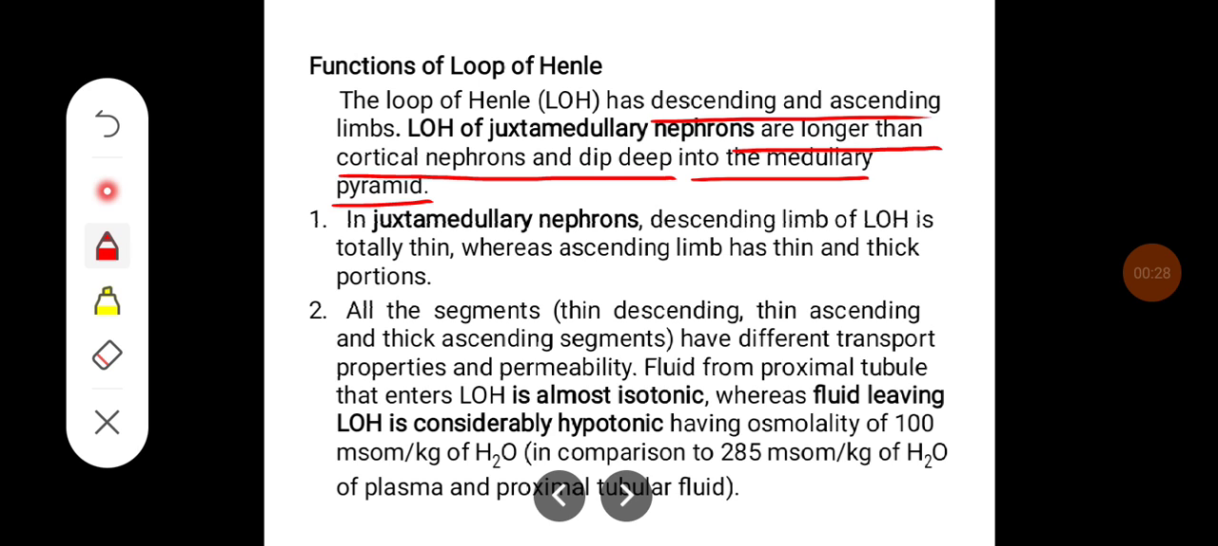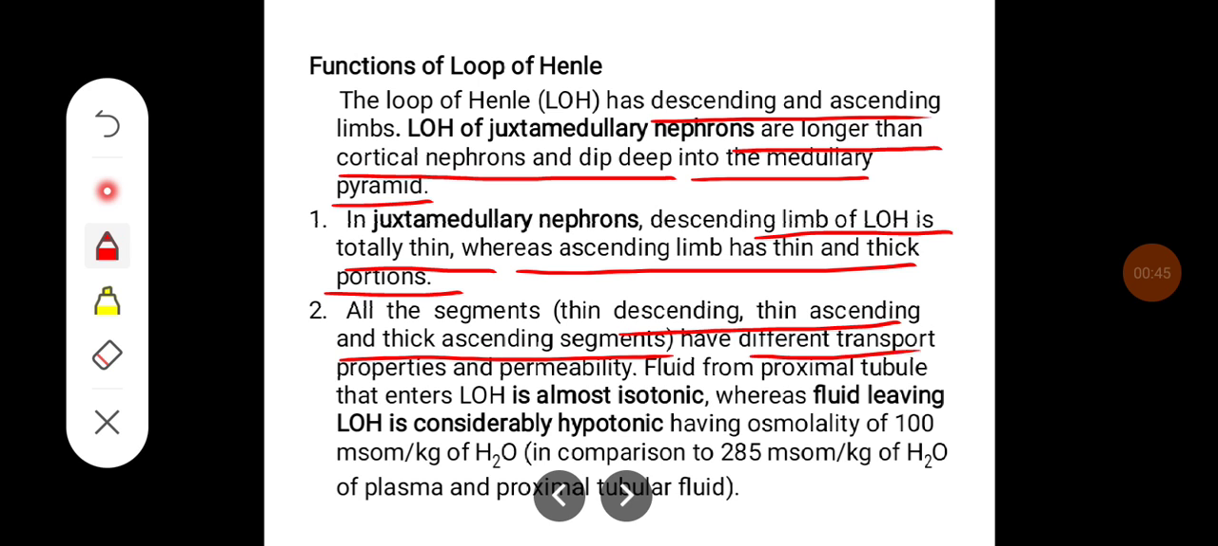In juxtamedullary nephrons, descending limb of loop of Henle is totally thin, whereas ascending limb has thin and thick portions. All the segments, that is thin descending, thin ascending and thick ascending segments, have different transport properties and permeability. Fluid from the proximal tubule that enters the loop of Henle is almost isotonic, whereas fluid leaving LOH is considerably hypotonic, having osmolality of 100 milliosmoles per kg of water in comparison to 280 to 285 milliosmoles at the proximal tubular end. That means it becomes hypotonic.